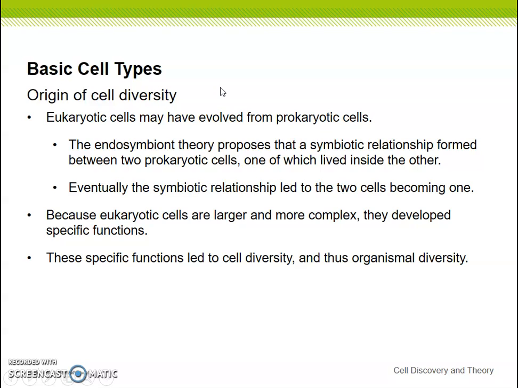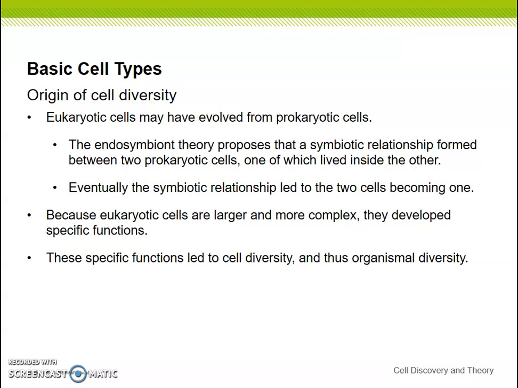All right, so back on topic. The endosymbiotic theory proposes that a symbiotic relationship formed between two prokaryotic cells, one of which lived inside the other one. Hopefully you remember what the word symbiotic means from earlier in the year. That is when two organisms develop a close relationship. This relationship would have been a mutualistic relationship where both of them benefit.